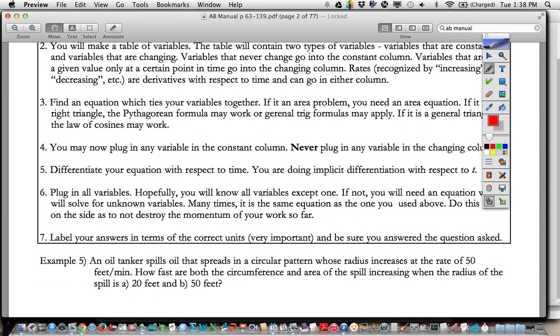Now, once you set it up, you can plug in any of your variables that are constant, like the ladder wasn't changing. So you can put in the constants. Never plug in a variable that's changing at this point in time. Then step 5 is differentiate with respect to t. That's when your implicit differentiation comes in. And then after you do that, you can plug in the other stuff, all the rates that they give you. Plug those values in. And then you should be able to find the missing piece. Okay? That is what you saw me go through, and that is your job for related rate problems.